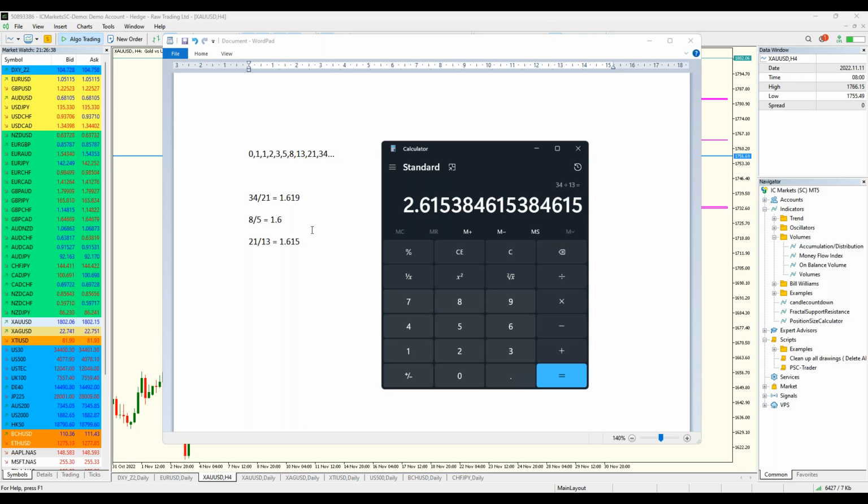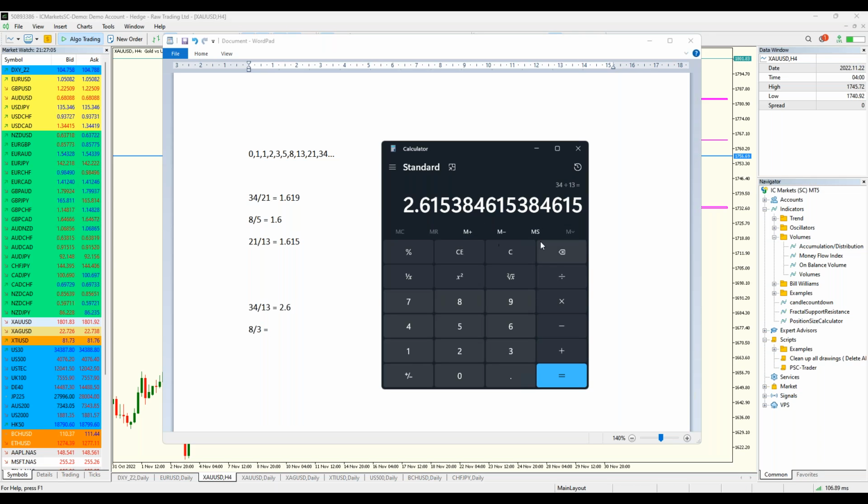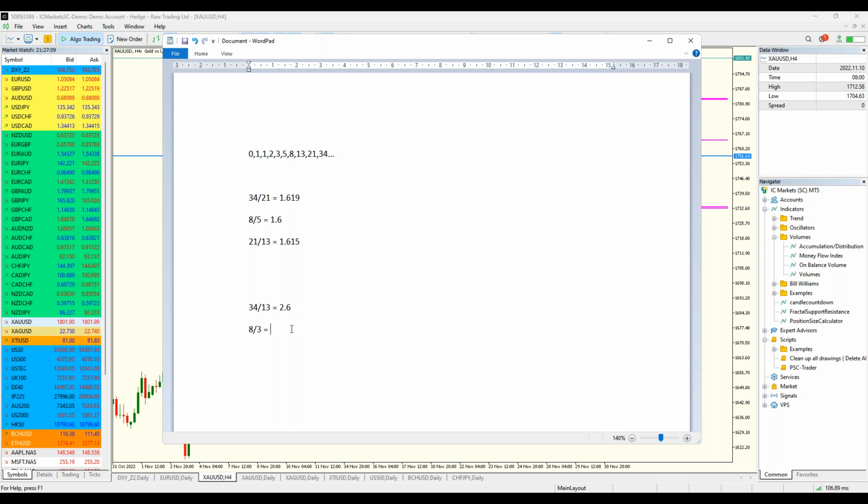and we get 2.61. Okay, so we're now doing a different thing. We're now saying we'll do a whole lot of them. Well, not a whole lot. I mean, I don't want to do this forever. 34 divided by 13 gives us 2.6 was it? I'll check that out again, and we'll do another one. I'll do 8 divided by 3 and see what that comes out to. 2.61, and then we'll just do 8 divided by 3, and we get 2.66. So then that tends to go towards 2.6. So there's these proportions. That's all it really is.